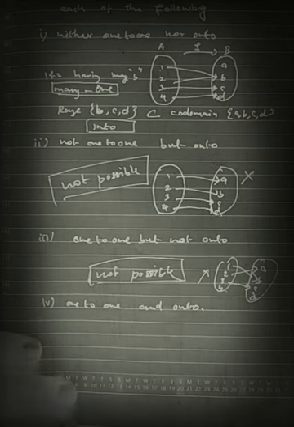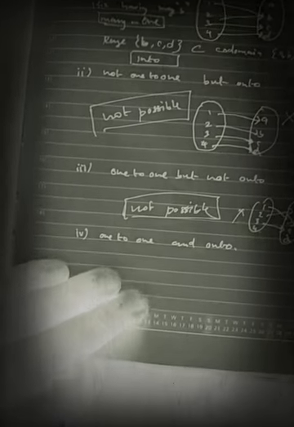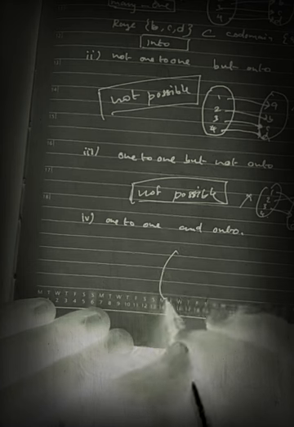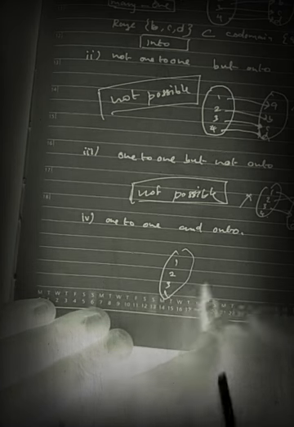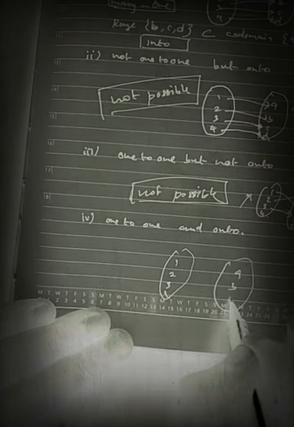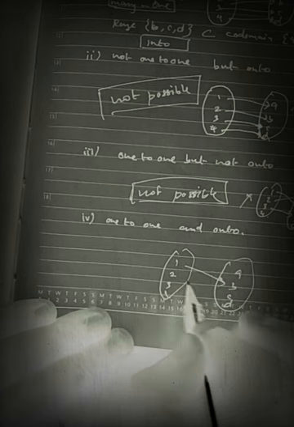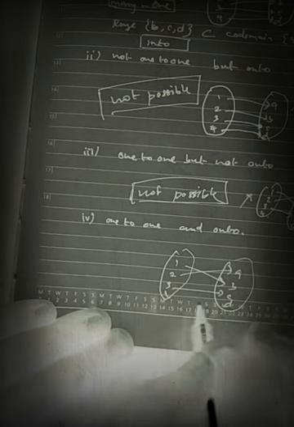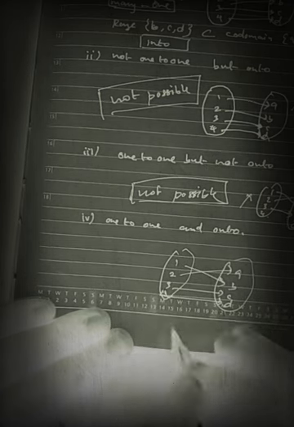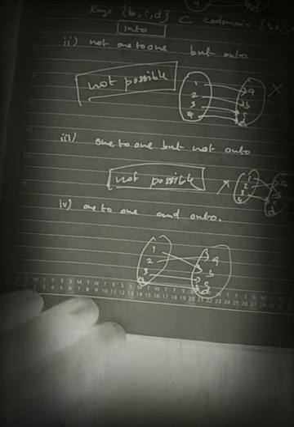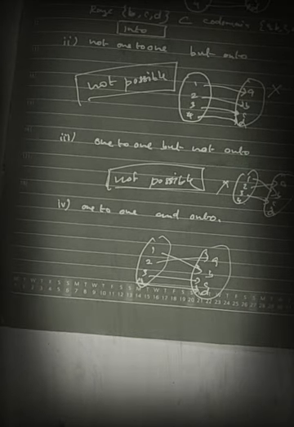We are going to discuss the next question, the fifth one. Now, 1-1 and onto. Simple. You can write 1, 2, 3, 4. It's possible. And then A, B, C, D you can write. 1 is mapping to B, 2 is mapping to A, 3 is mapping to C, 4 is mapping to D. It is both 1-1 as well as onto, we can say in this case.